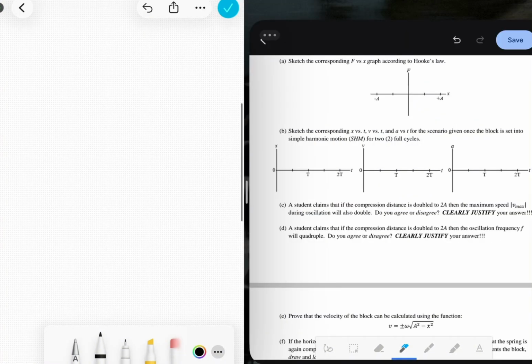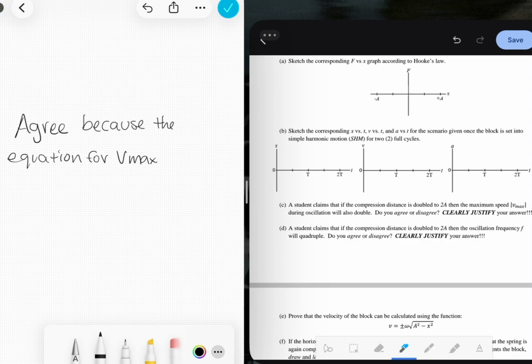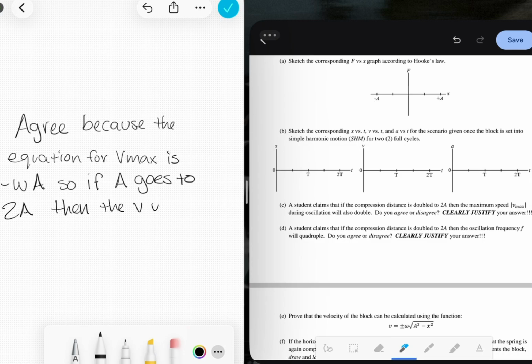For part C, I agree because the equation for Vmax is negative omega A. So if A goes to 2A, then the V will double, because there's an A in the Vmax equation.